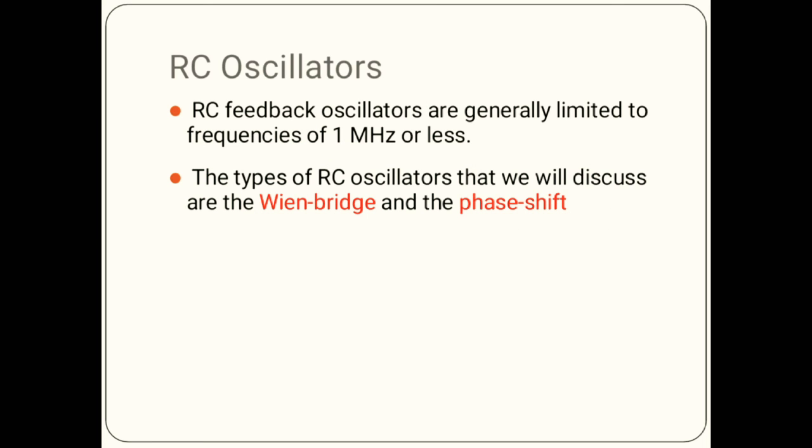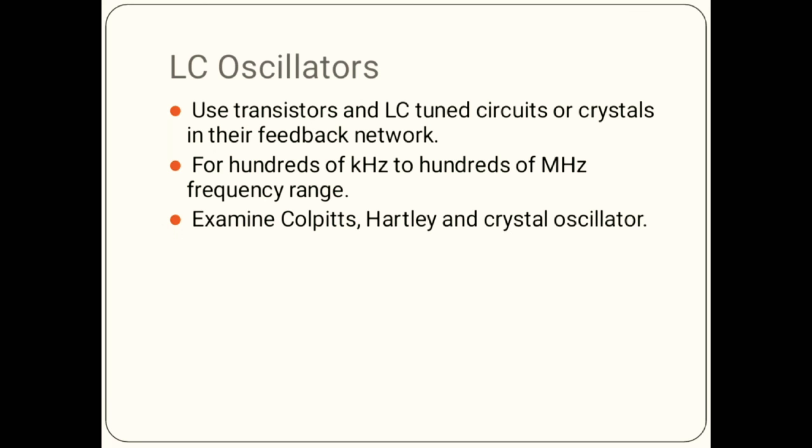RC oscillator. RC feedback oscillators are generally limited to frequencies of 1 MHz or less. The types of RC oscillator that we will discuss are the Wien bridge and the phase shift. LC oscillators use a transistor and an LC tuned circuit or crystal in their feedback network. For the hundreds of kHz to hundreds of MHz frequency range, examine Colpitts, Hartley and crystal oscillators.